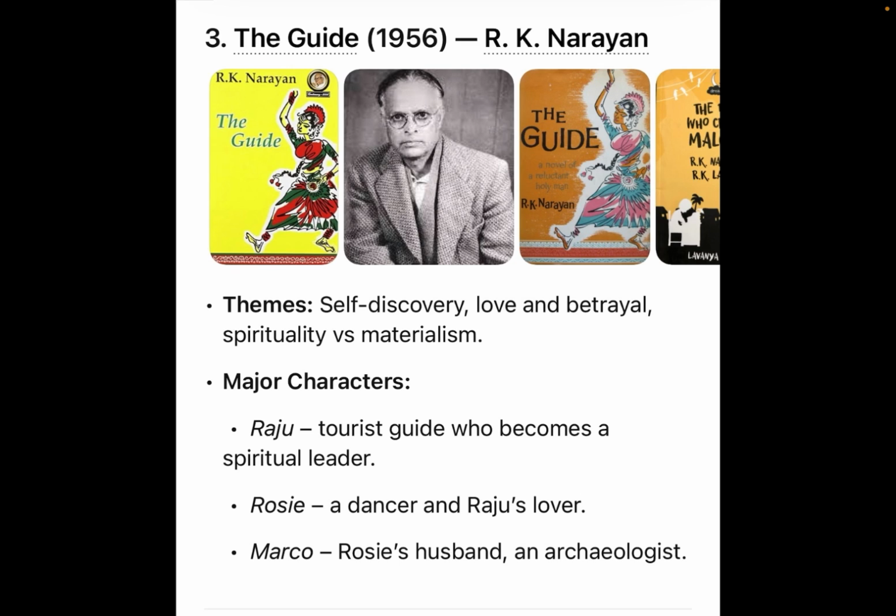So the major characters of this novel are, we have Raju, who is the protagonist of this novel, who is a tourist guide, and later he becomes a spiritual leader. And then we have Rosie, a dancer and Raju's lover. And then we have Marco. Marco was an archaeologist, and he also happens to be Rosie's husband.